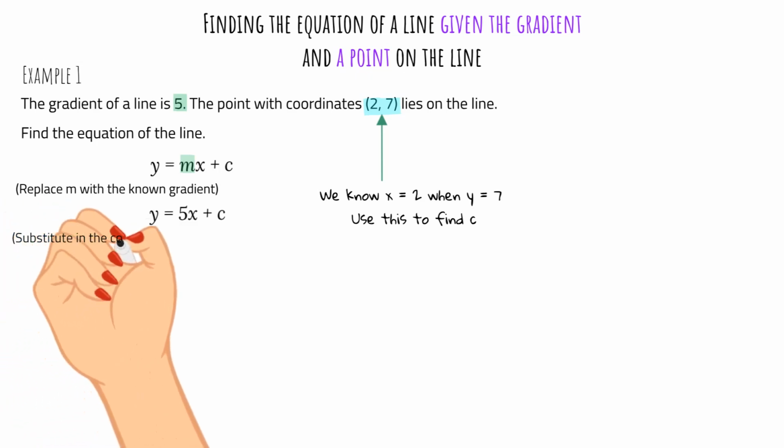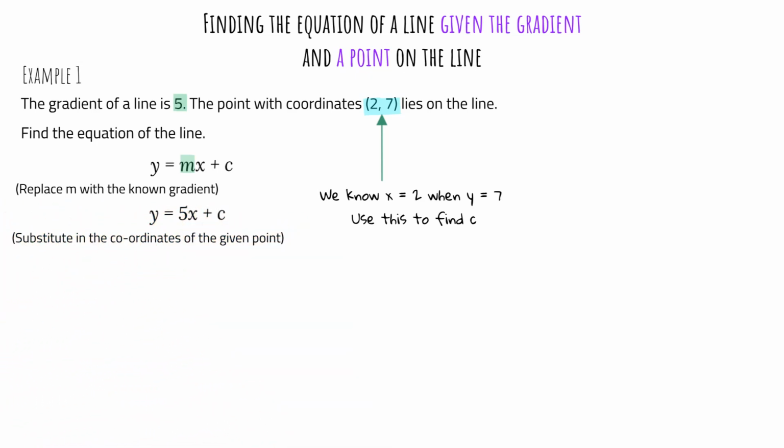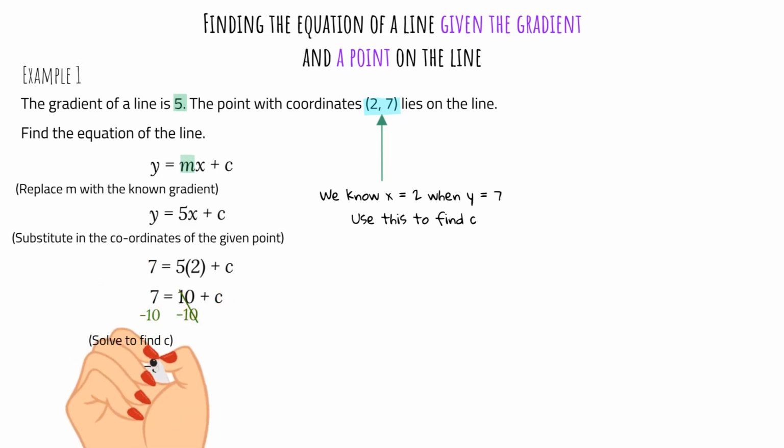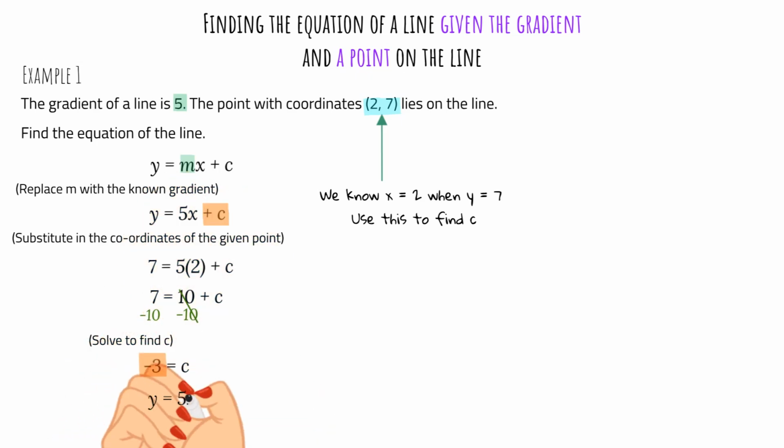So I'm going to substitute in the coordinates of that given point. So my y becomes 7 and my x becomes 2, and I'm left with 7 is equal to 10 plus c. And now I can just solve to get c on its own. So I'm going to minus 10 from both sides, and I'm left with my value of c, which is minus 3. And now I can just replace c in my y equals mx plus c with my minus 3, and I've got my equation.